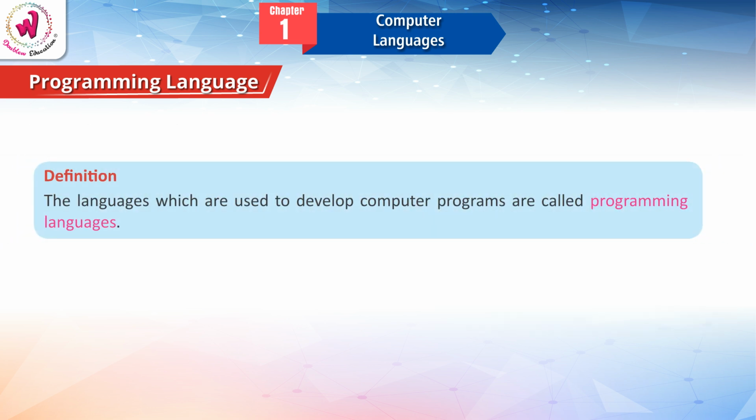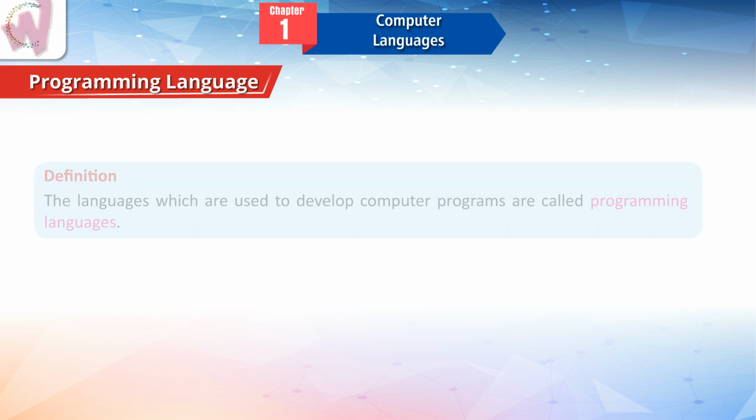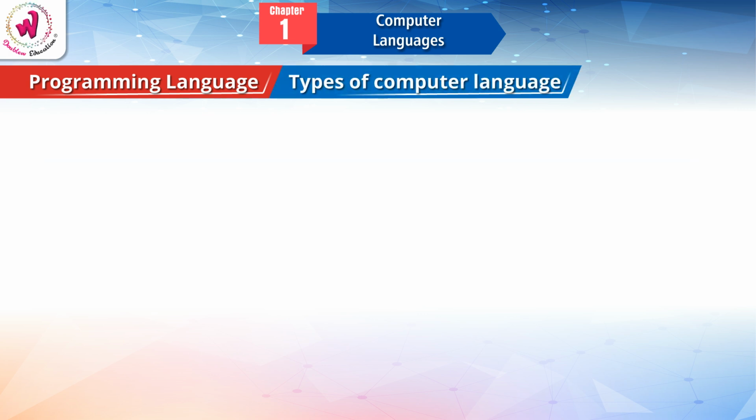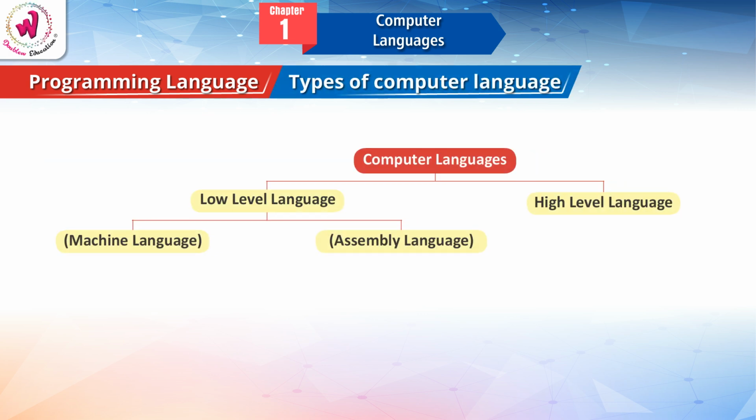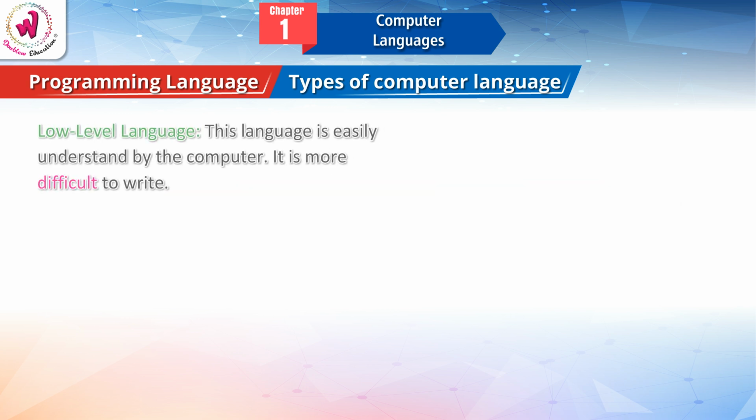Definition. The languages which are used to develop computer programs are called programming languages. Types of computer language. Computer languages are of two types: low-level language and high-level language. Low-level language is further of two types: machine language and assembly language.